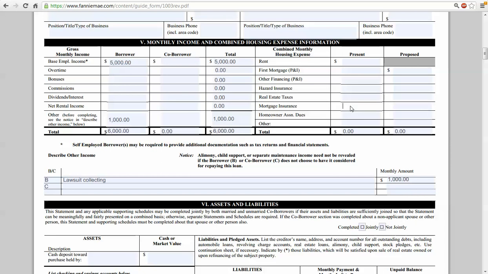Mortgage insurance, if you have it. Mortgage insurance is typically if you're putting less than 20% down on a property. So either a conventional or an FHA will have mortgage insurance. So if you have that, detail that as well. And then homeowner association dues. If there's anything else that's home related, housing related that was not included in the above.